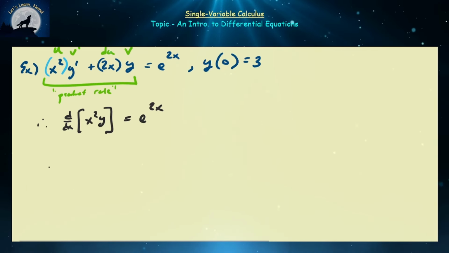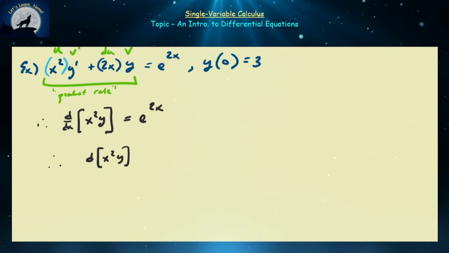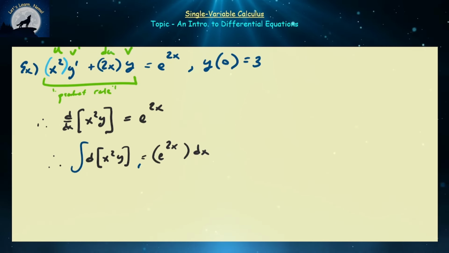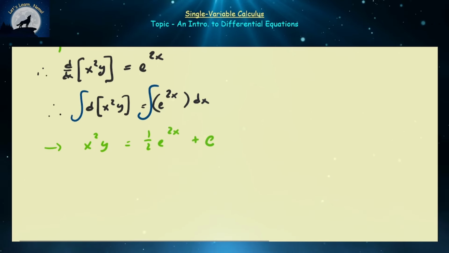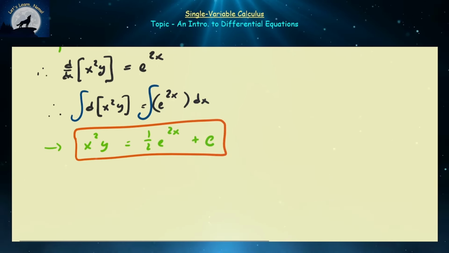Then I can multiply both sides by my differential dx, so I'm going to have d of x squared y, so d of some variable, is equal to e to the 2x times the differential of that variable. Then I can integrate both sides of this equation, and I'm going to have on the left-hand side x squared y plus some constant c1, and that's going to be equal to 1 half e to the 2x plus some constant c2. Combine both of those constants on the right-hand side, and let's just call that c. So this is going to be my implicit general solution to my differential equation.